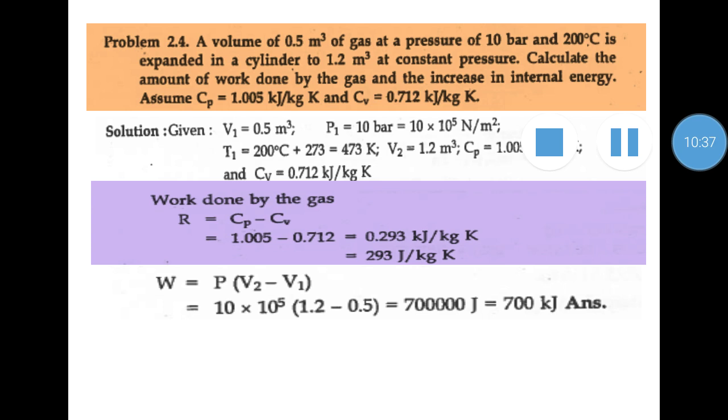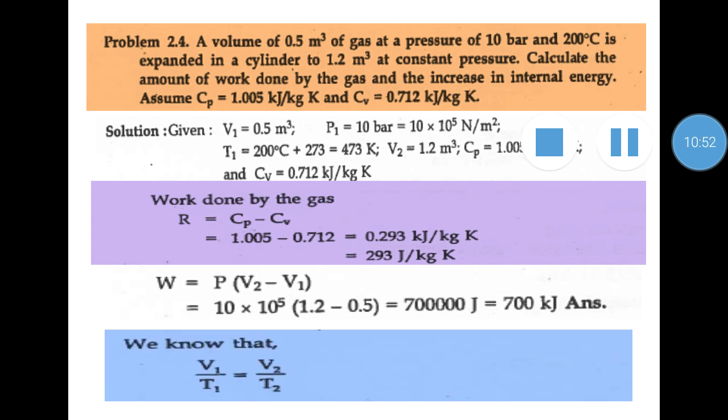7 lakh joule, which we are converting into kilojoule, that is 700 into 10 raised to 3 joule, that becomes 700 kilojoule, which is the required answer. Next, we have to find out the increase in the internal energy.